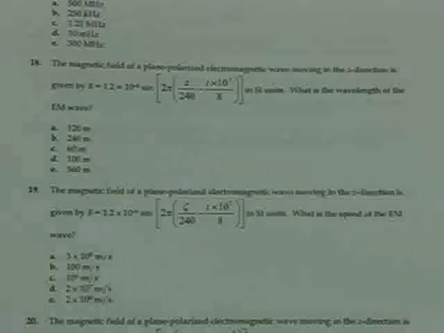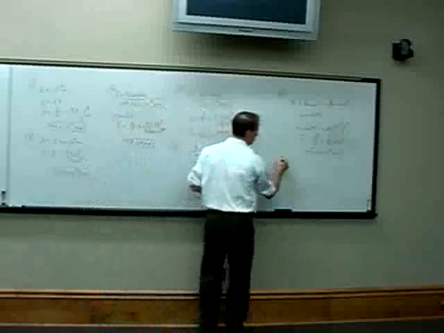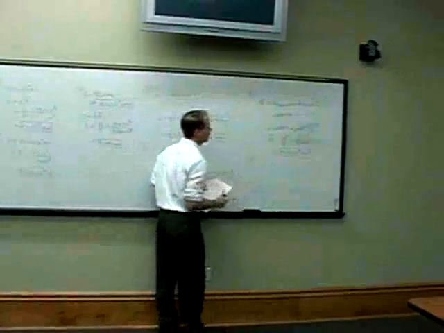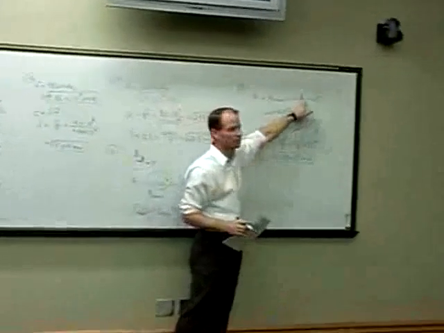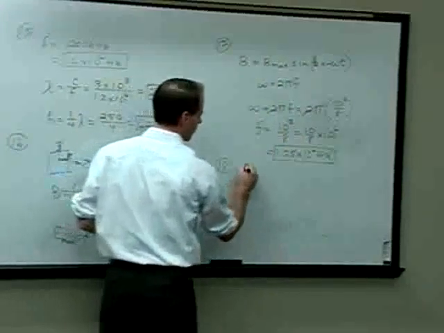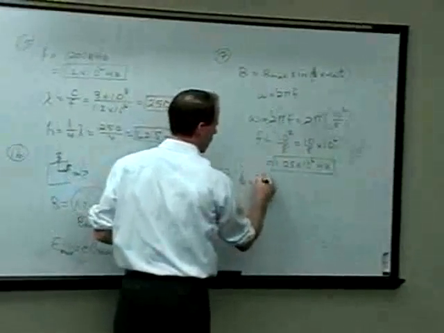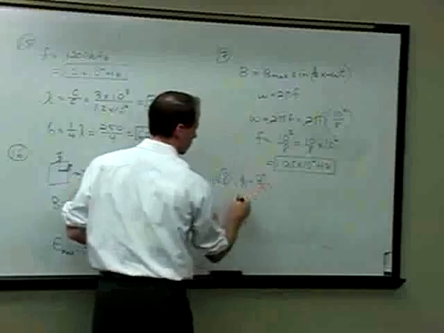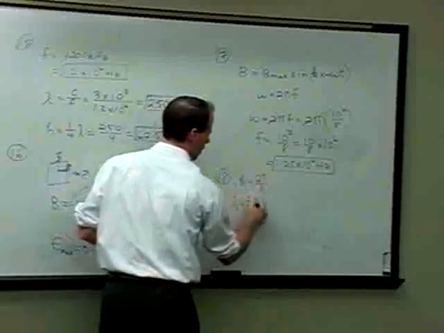Problem 18. The magnetic field of a plane polarized electromagnetic wave moving in the z direction is given by B equals 1.2 times 10 to the minus 6, sine of all that stuff, in SI units. What is the wavelength of the electromagnetic wave? All right, so on this one, we'll do the same sort of thing, but what's in front of the x value here is the wave number. By definition, wave number is 2 pi over the wavelength. So the wavelength is 2 pi over the wave number.